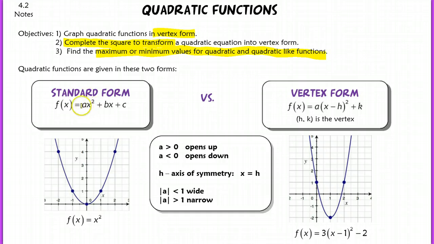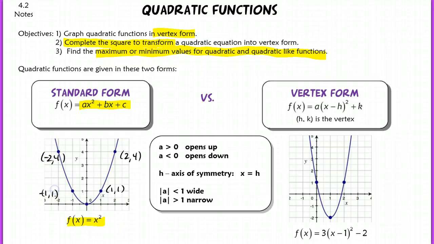This is the one that you're probably used to seeing. We've done this a lot this year already: ax squared plus bx plus c. That's standard form. This function down here is our parent function, f of x equals x squared, and we can see our points here: 1, 1; 2, 4; negative 1, 1; and negative 2, 4.